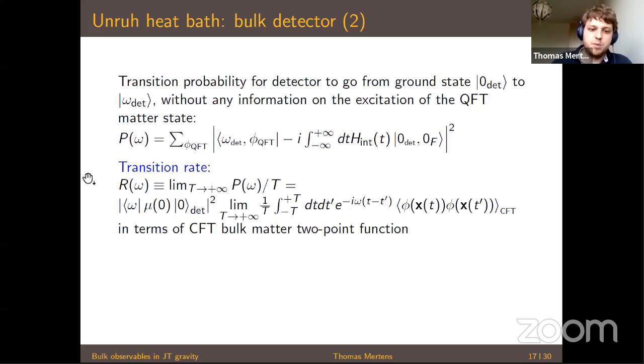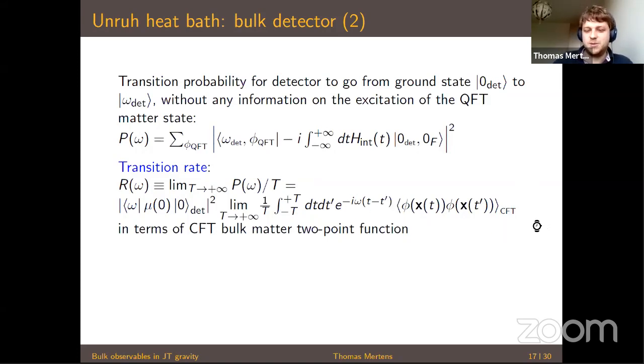From this transition probability, as is usual, we just define the transition rate, which is given by Fermi's golden rule. This is the expression Unruh and DeWitt got a long time ago. It factorizes in terms of something the detector is doing, which is not interesting. It's detector physics, which is not what we're interested in. And then we have some Fourier transform of the bulk CFT matter 2-point function.